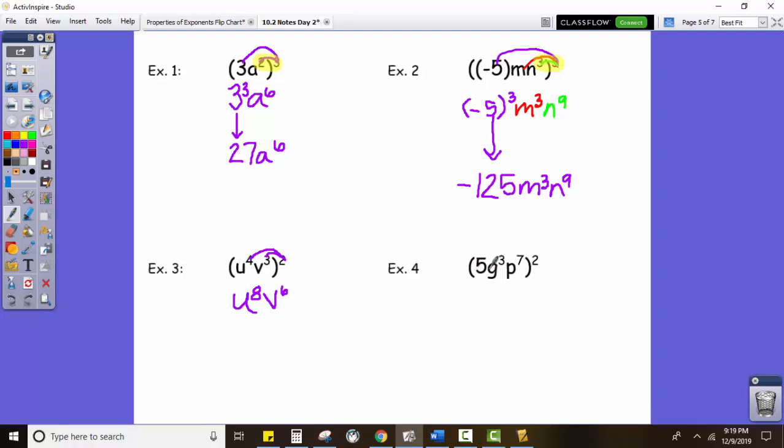And example 4 here, 5g to the third, p to the seventh, all to the second power. So I'm going to take this 2 on the outside, the exponent of 2, and distribute it to the 5, to the g to the third, to the p to the seventh. So 5 to the second, I'll leave it like that for now. G to the third to the second, so multiply my exponents. 3 times 2 is 6, so I'd have g to the sixth. And then p to the seventh to the second, power to a power, 7 times 2 would be 14, so p to the 14th.